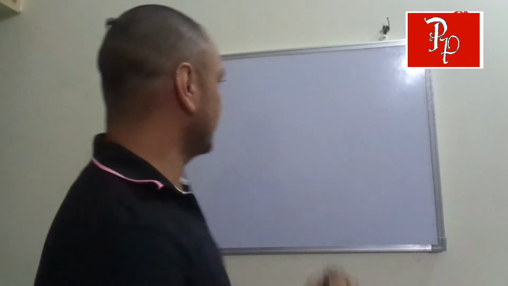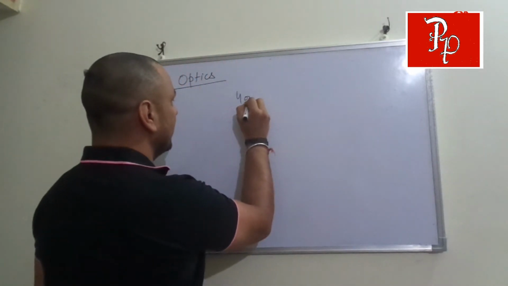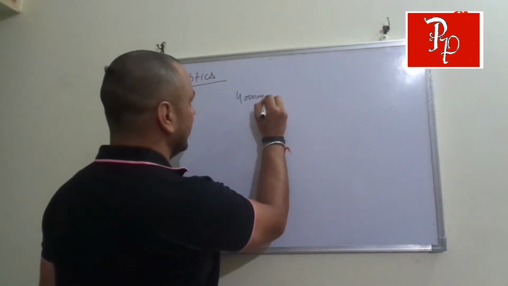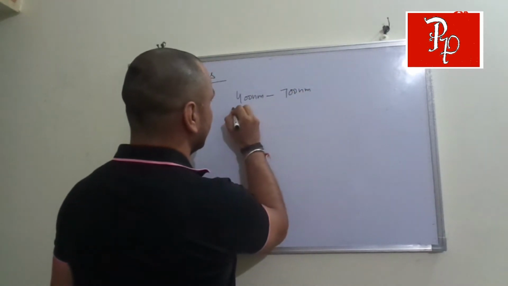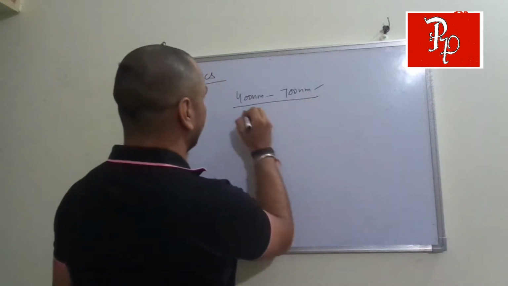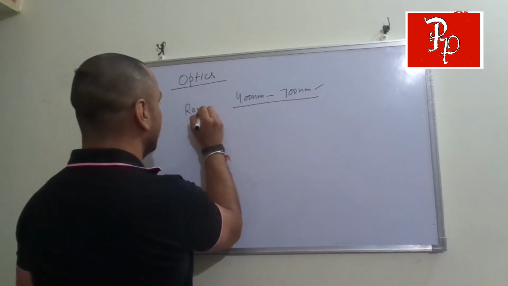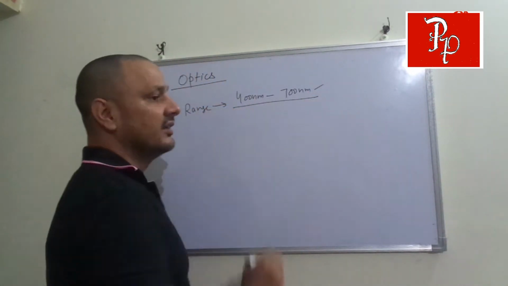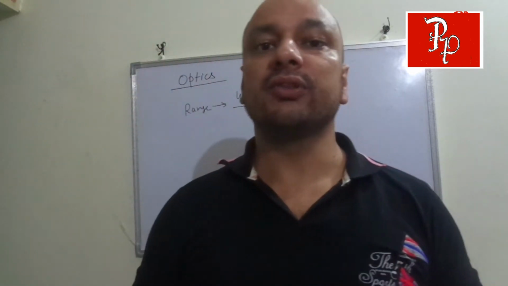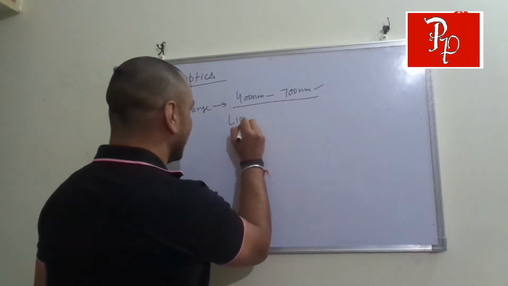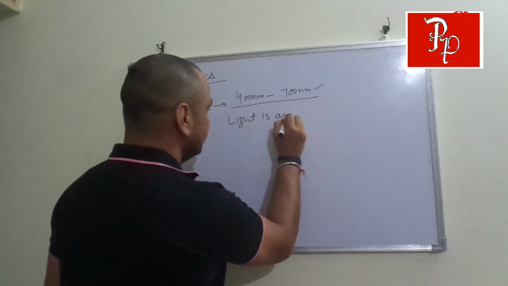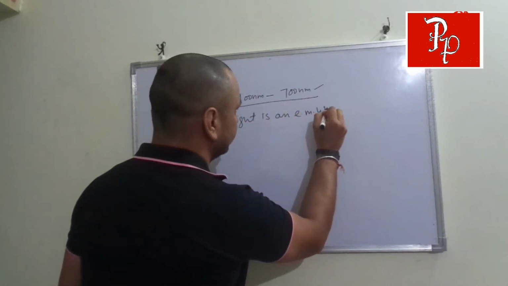In electromagnetic spectrum, the visible radiation is 400 nanometers to 700 nanometers. This range is for visible radiation, that is our light, which we are able to see. And what is light? Basically, light is an electromagnetic wave.